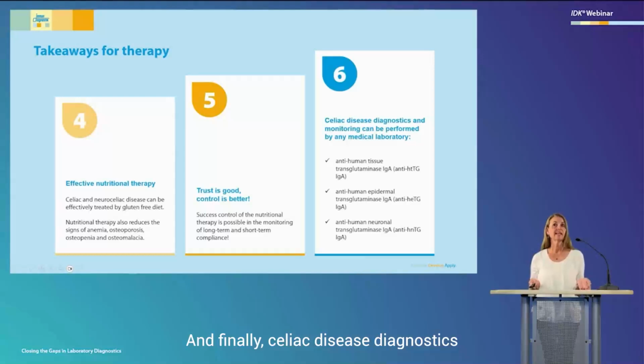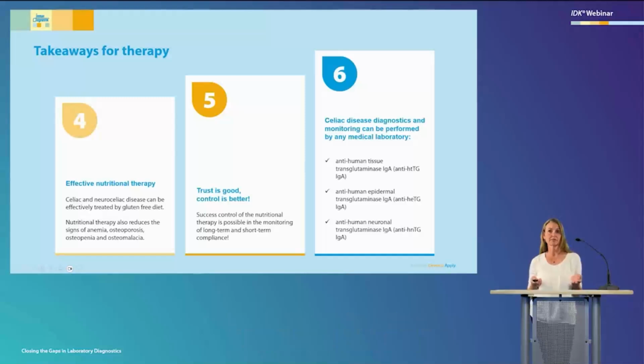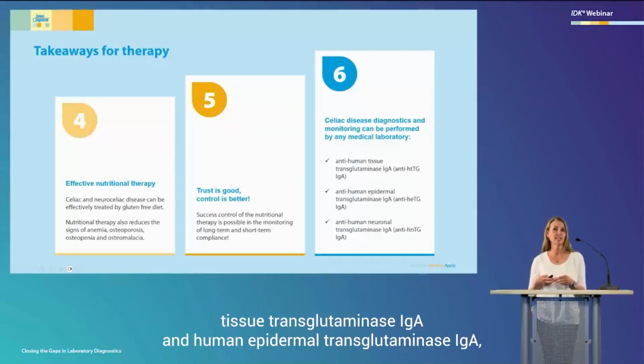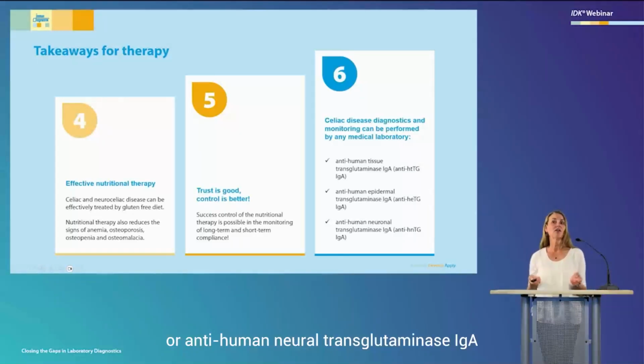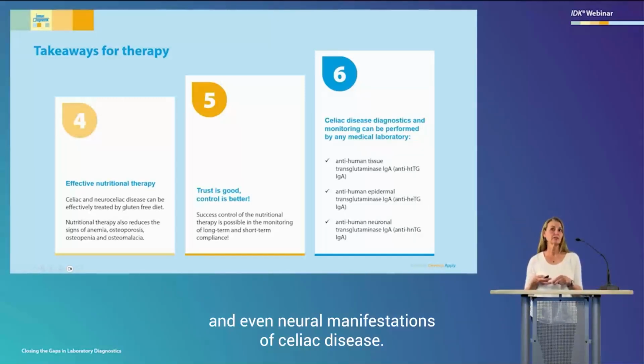And finally, celiac disease diagnostics and monitoring can be performed in any medical laboratory. We have the tools present: the ELISAs for the detection of anti-human tissue transglutaminase IgA, anti-human epidermal transglutaminase IgA, or anti-human neural transglutaminase IgA to detect gastrointestinal, dermal, and even neural manifestations of celiac disease.